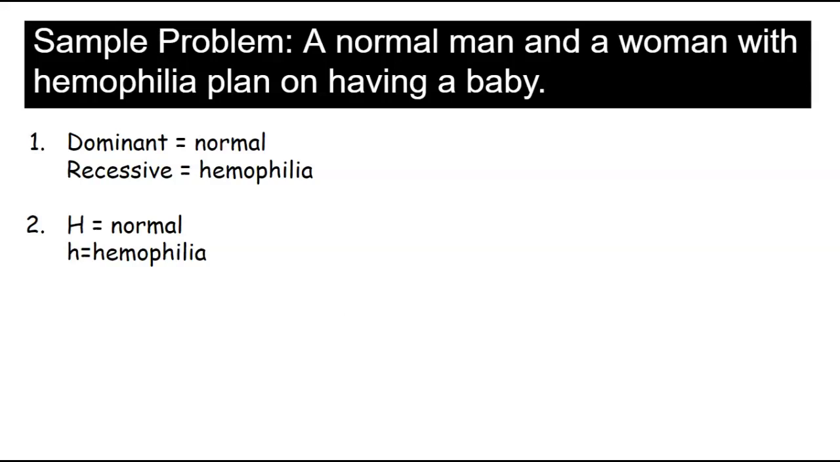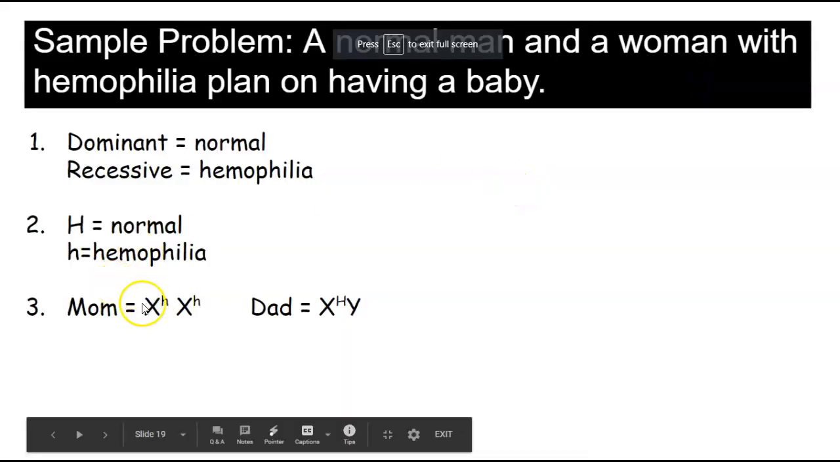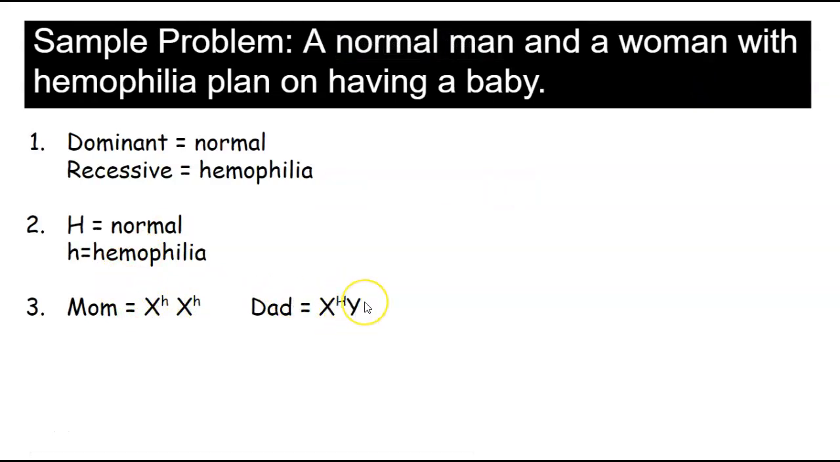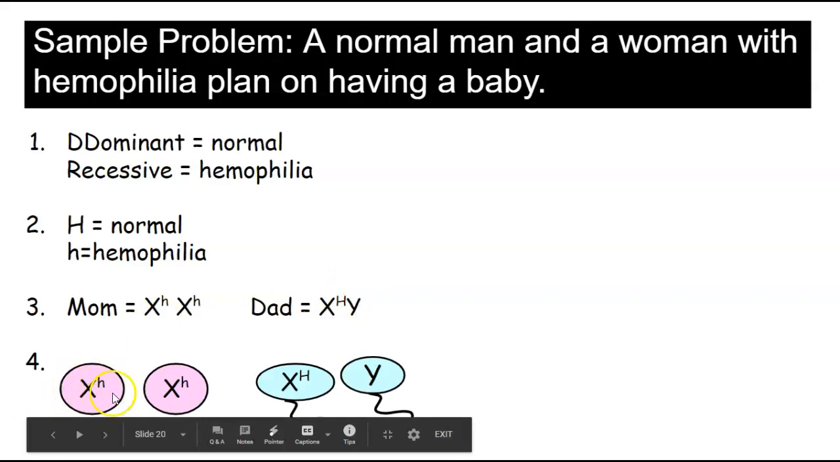Then we have to figure out mom and dad. Mom is going to have two X's, right? So it says a woman with hemophilia. So if she's got hemophilia, she's got to have two little h's. And a normal man, okay? So he's normal, he has X and a Y. So let's take a look at this. So mom's got little h, dad's got a big H and a Y. So we put them into the sperm and the egg, right? So mom's gonna have the X and little h, dad's gonna have a big X and a big H and a Y.